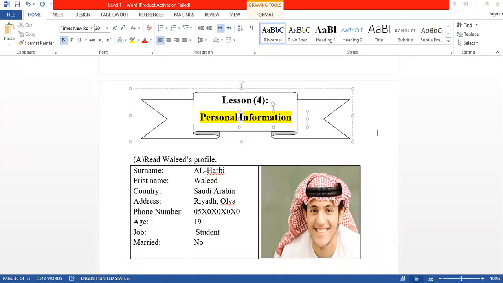Okay. We are going to see this is Waleed's profile. We are going to read his profile. Then we are going to explain the meaning of the new word or the new vocabulary.